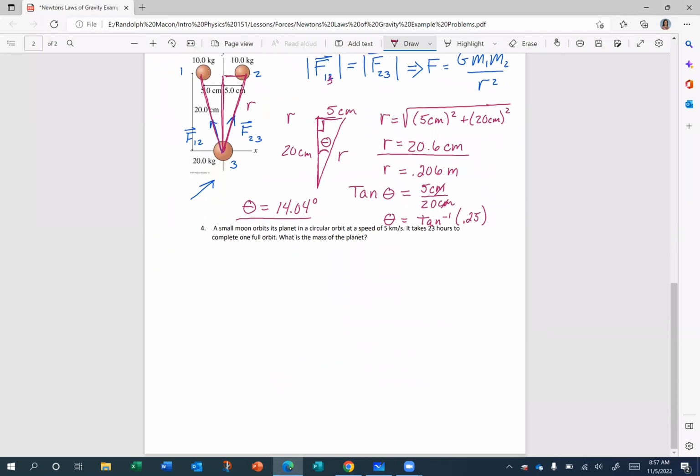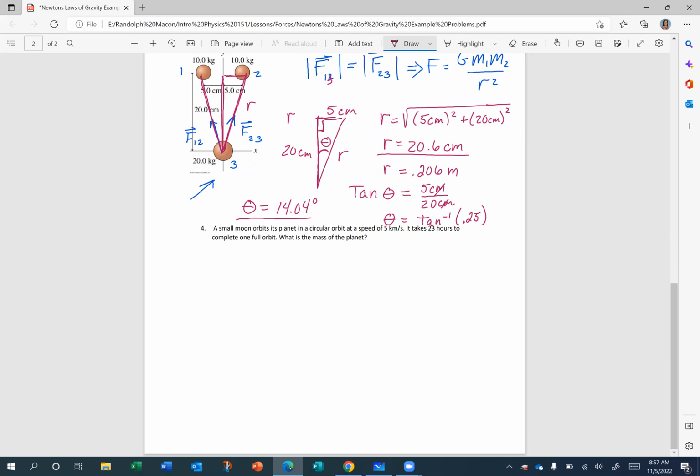Okay, let's continue with number 4. On number 4, we're going to use the force of gravity to create an orbit, which again, that's the amazing thing about gravity. You do not need contact between the two masses. There is just this force. In an orbit, that force of gravity is used as the centripetal force necessary to keep something in circular motion. So here we have a small moon orbiting around the planet in a circular orbit at a speed of 5 kilometers per second. It takes 23 hours to complete one full orbit. What is the mass of the planet?